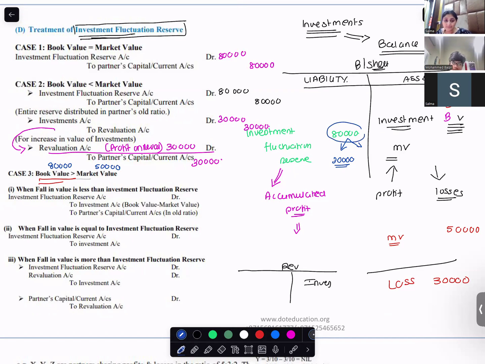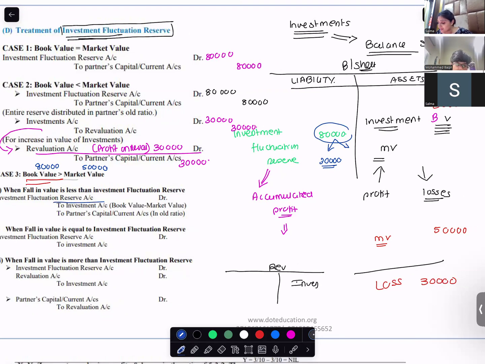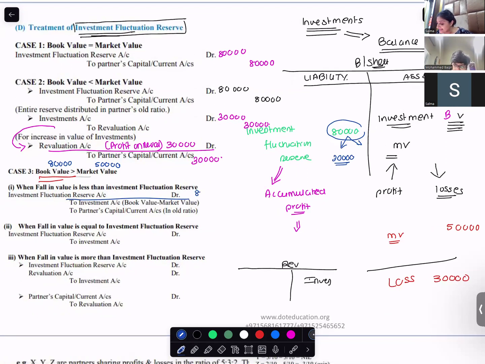Are you with me? Yes, ma'am. Debit the investment fluctuation reserve by how much? 80,000. 30,000 is your loss. Your investment value is coming down. So your investment will be credited by how much? 30,000. And the partners' capital account will be credited by 50,000 in old ratio. Are you with me? Yes, ma'am. Okay.